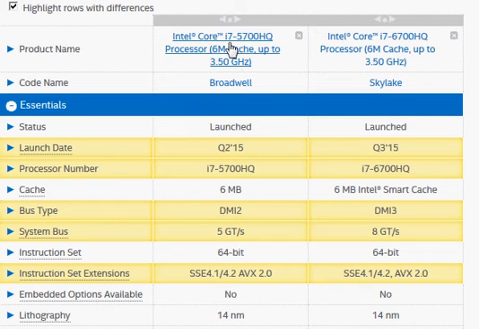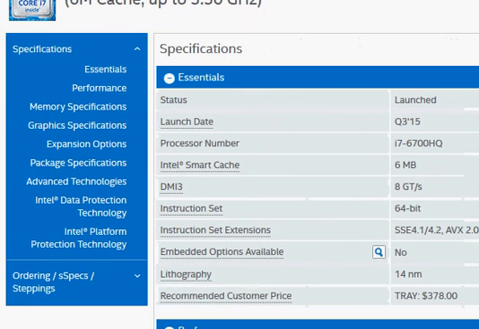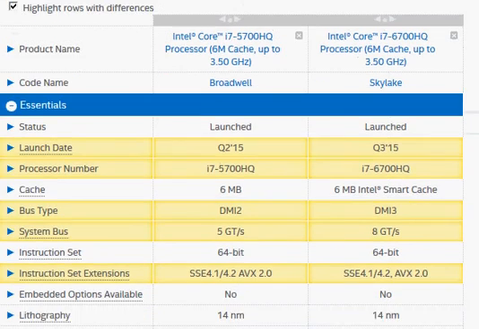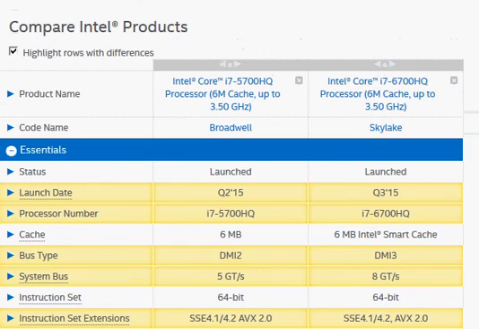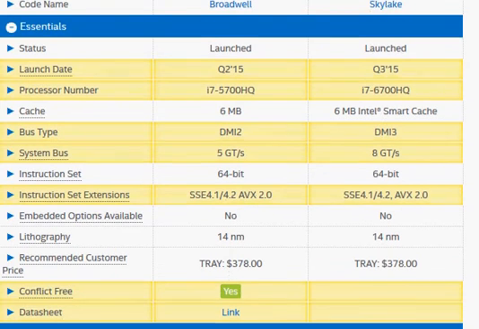Today we'll take Intel's year-old Broadwell processor, the i7-5700HQ, and compare it with the i7-6700HQ, some quick things, and then we will see which one is faster or slower. But before we do that and compare the benchmark, let's take a look at some of their specifications.